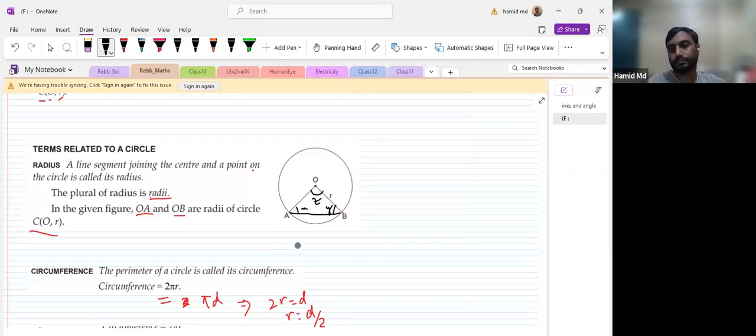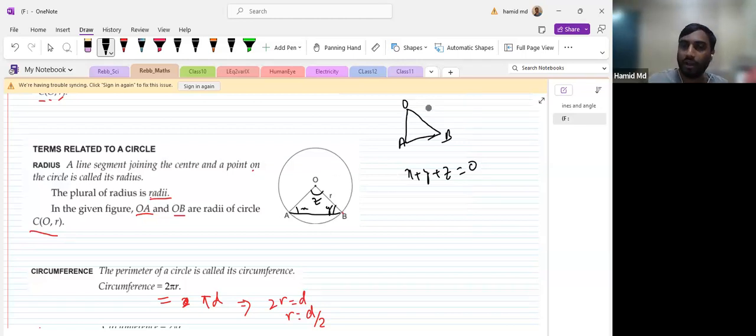Right? And then we will use the property that X plus Y plus Z is equal to 0. So what is the difference that a triangle O, A, B is giving inside the circle? If I ask the same question outside the circle, then we will say that OA and OB are equal in size. You got my point?